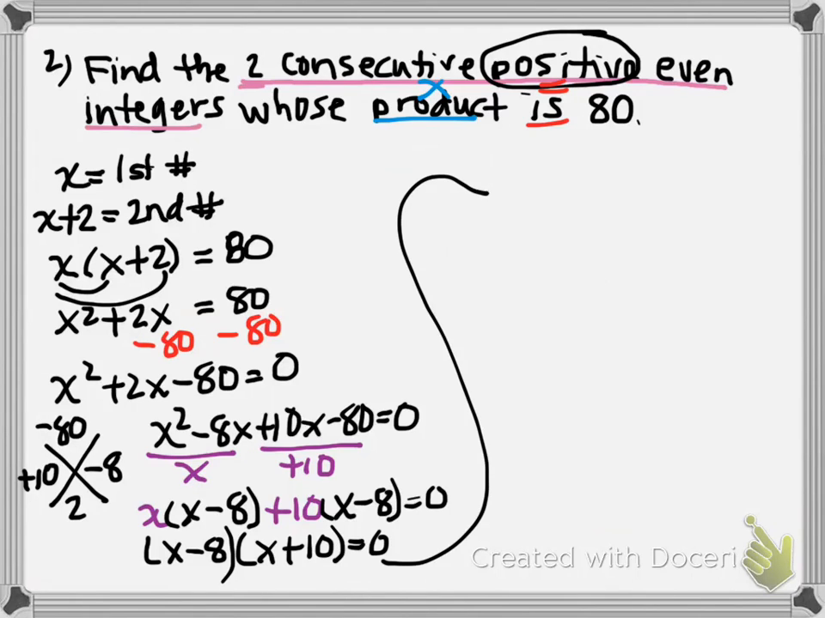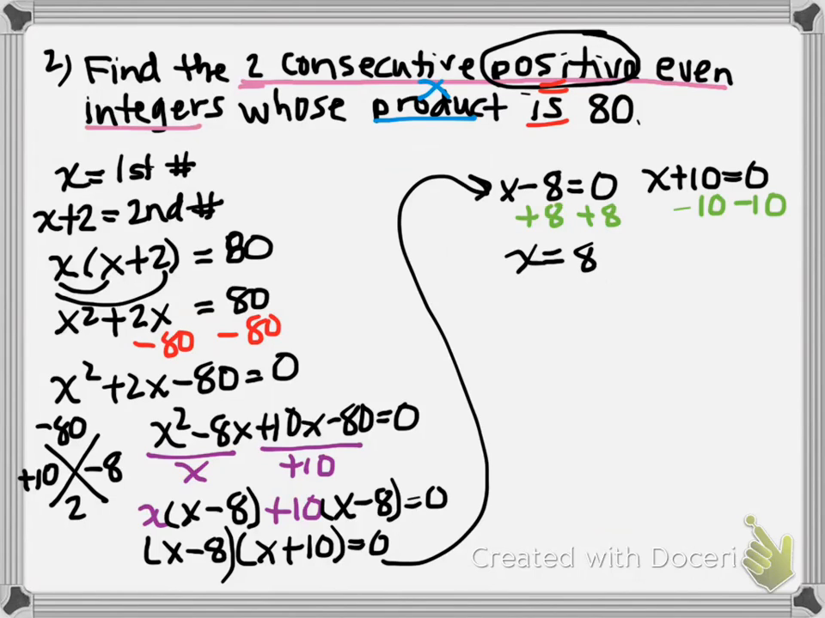So I'm going to continue up over here. I'm going to take each factor that contains a variable, set it equal to 0, and solve. And here we're going to add 8 to both sides. Here we're going to subtract 10 from both sides. So this gives me x equals 8 and x equals negative 10.